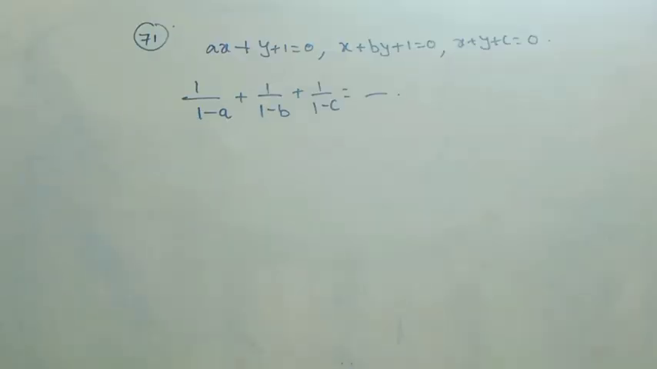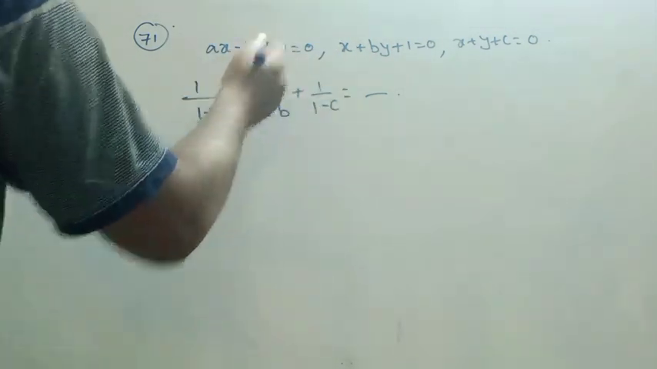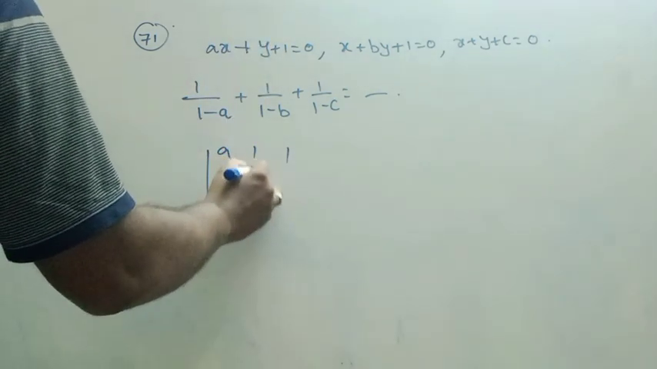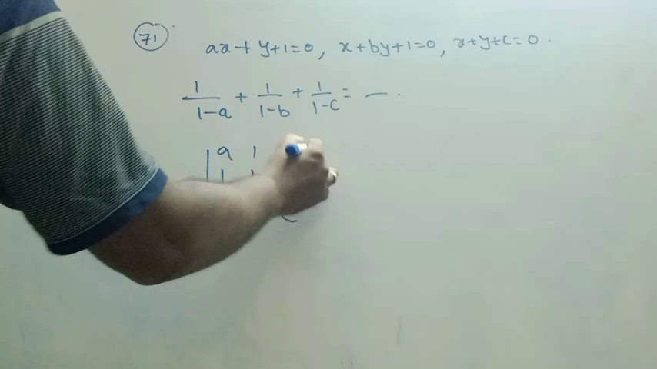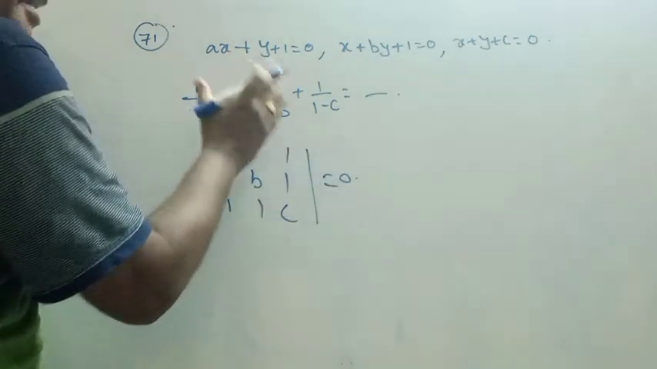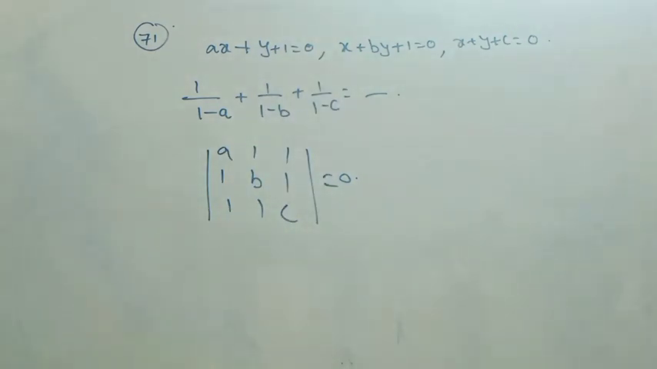See here now, my dear student, they have given 3 lines, right? They are concurrent. Then what is the value of this? You take these 3 lines, the determinant with rows A, 1, 1; 1, B, 1; 1, 1, C is equal to 0. You will get some condition. Put that condition in this, then you will get the value of that. That's all. Very simple problem. This is what 71 we have here.